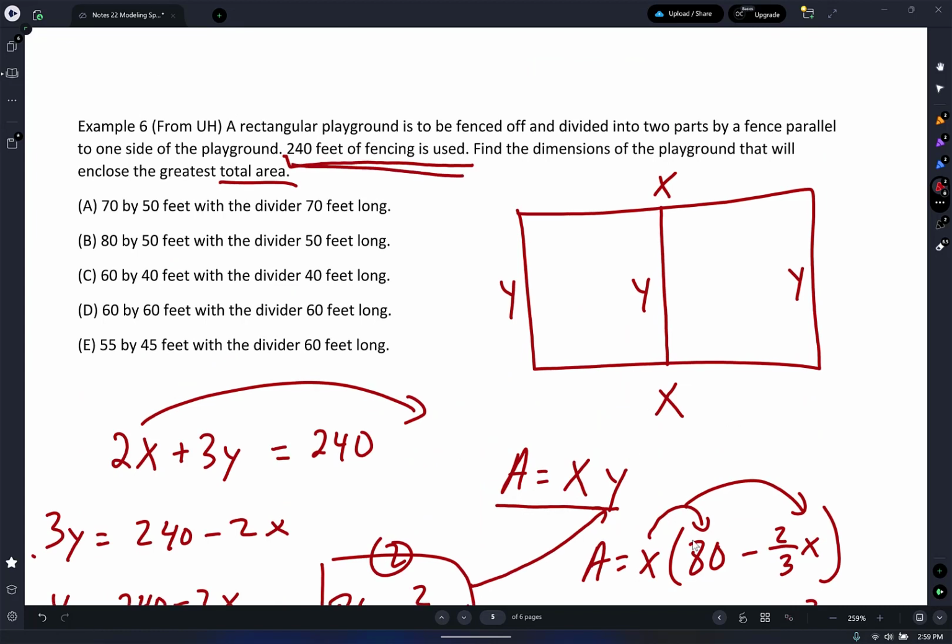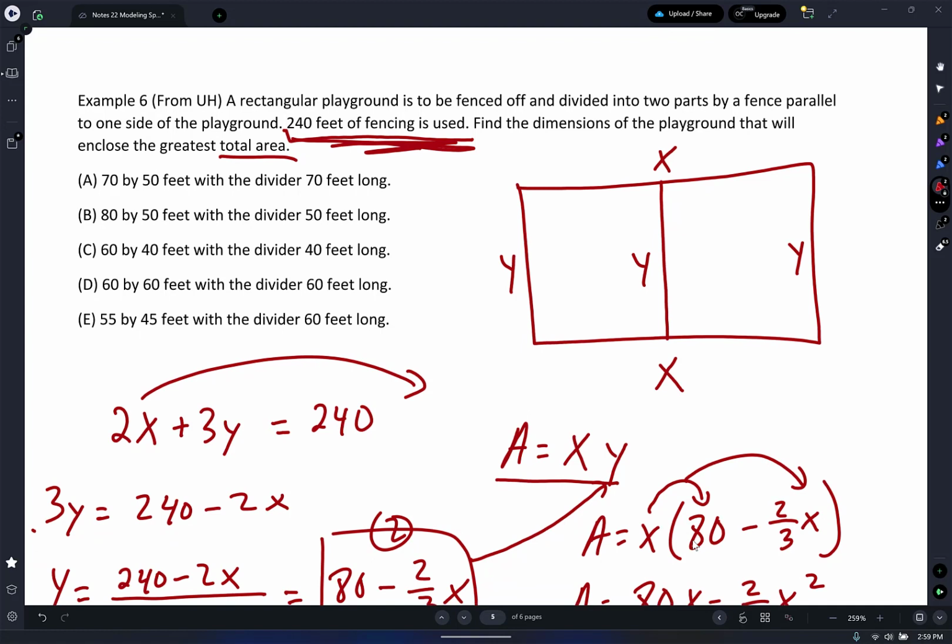Because I only have so much fencing, if you only get one critical number, that is the critical number that gives you the max area. Because at both extremes, if I max out the x value, then I won't have a y value, so my area will be 0. If I max out my y value, then I won't have an x value, so my x value will be 0. Does that make sense to you guys or no? Am I making any sense?